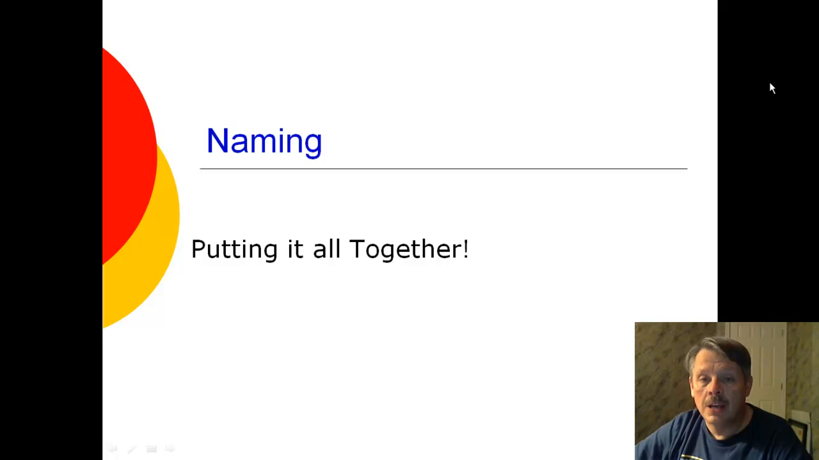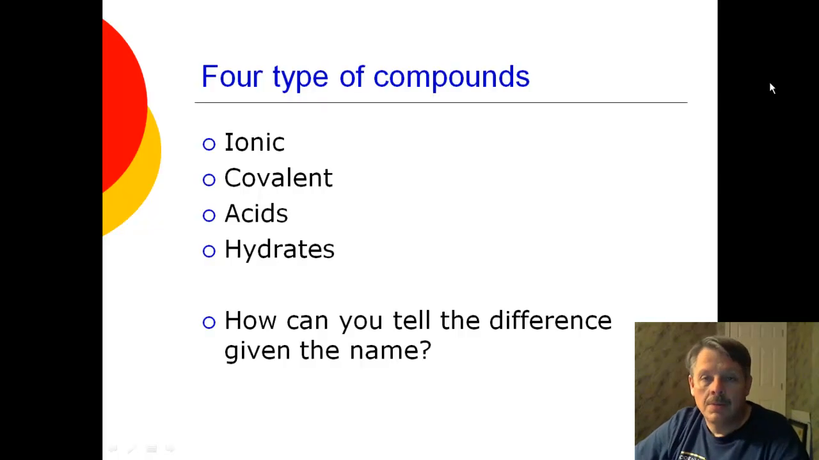All right? So when I say calcium chloride, you should immediately say CaCl2. Not even thinking, it should just come right out. Okay? All right. There are four types of compounds that we've talked about: ionic, covalent, acids, and hydrates. Covalent were the last ones we just did. Now, how can you tell the difference given the names? What I'd like you to do is pause the video right now, look at those four things up there, and see, based on just names, how you can tell the difference between the four.